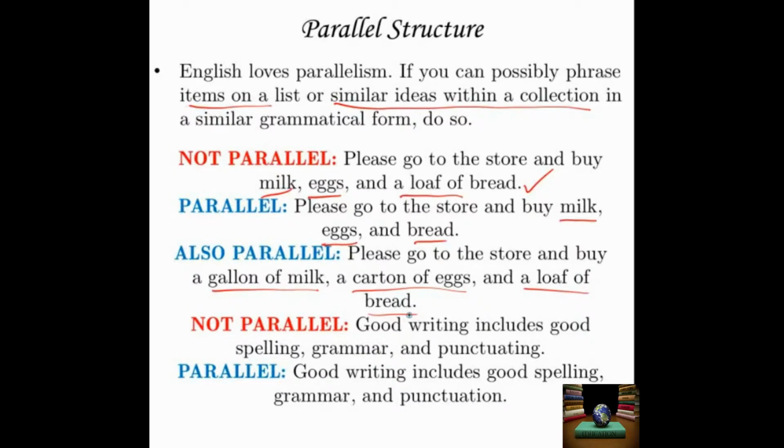It's not parallel to say, good writing includes good spelling, grammar, and punctuating. Why is this wrong? Well, quite simply because if you are talking about the concepts, you're using them like nouns. Spelling, even though it ends with ing, is also a name for an academic subject and the practice of spelling words correctly. It's a gerund, which is a verb ending in ing that gets used like a noun. Grammar is a noun. Punctuating, unfortunately, is not a gerund.